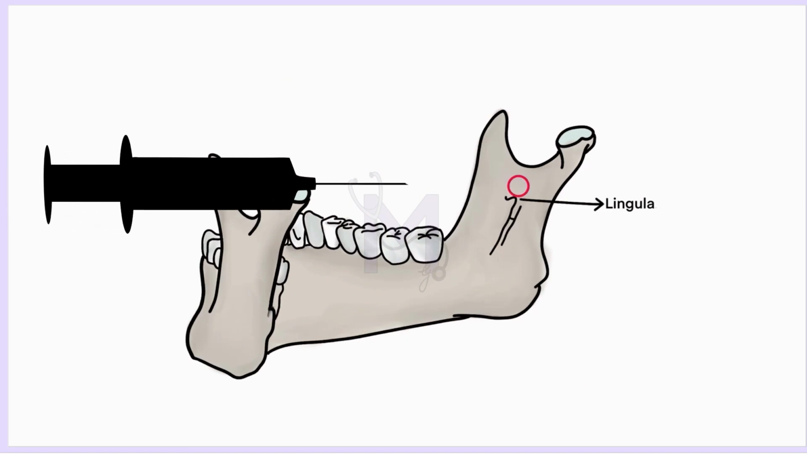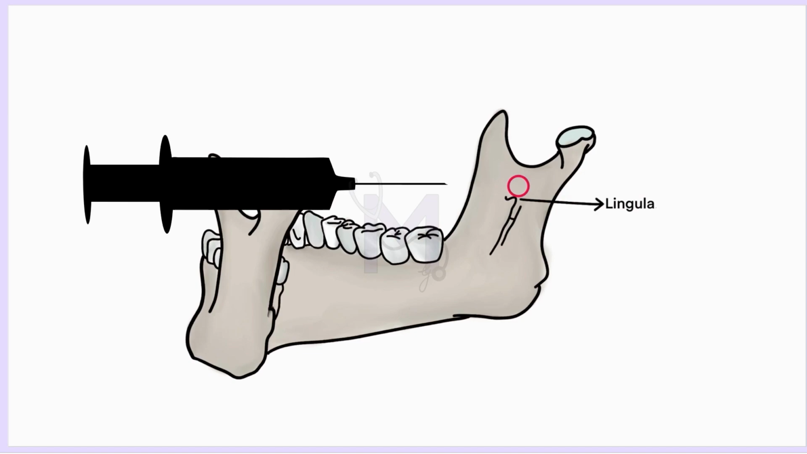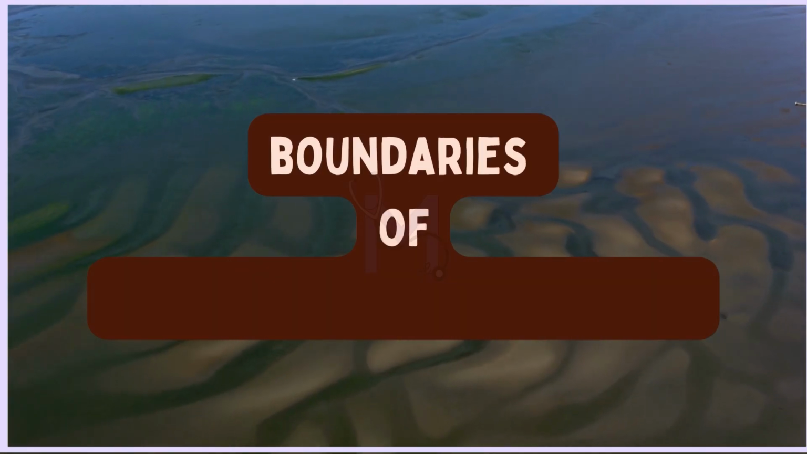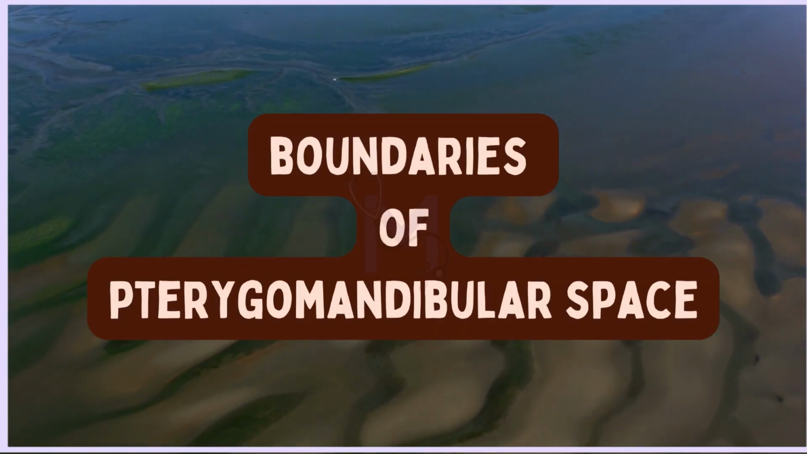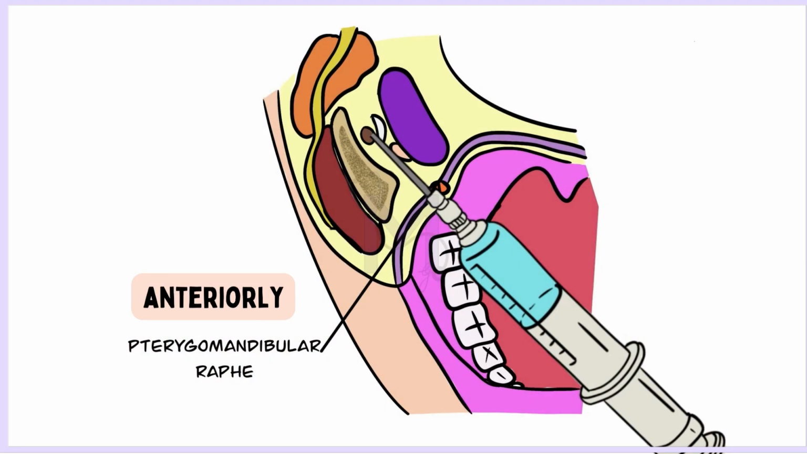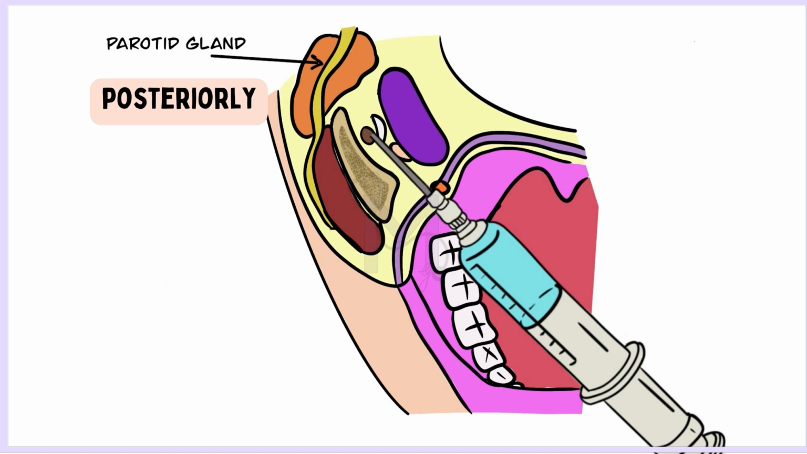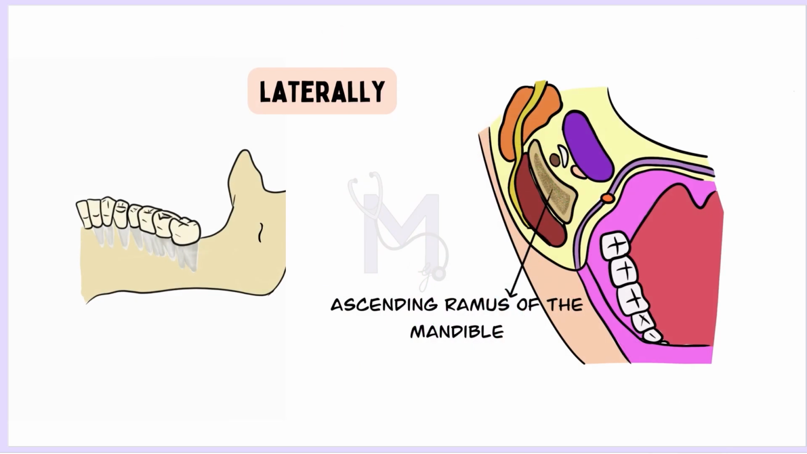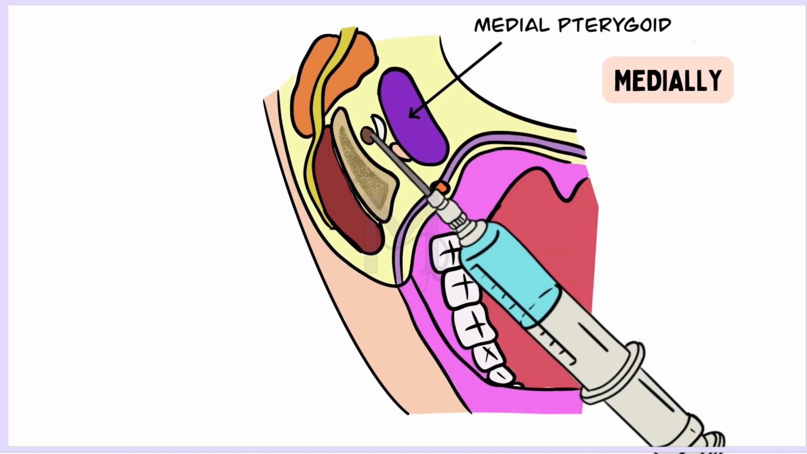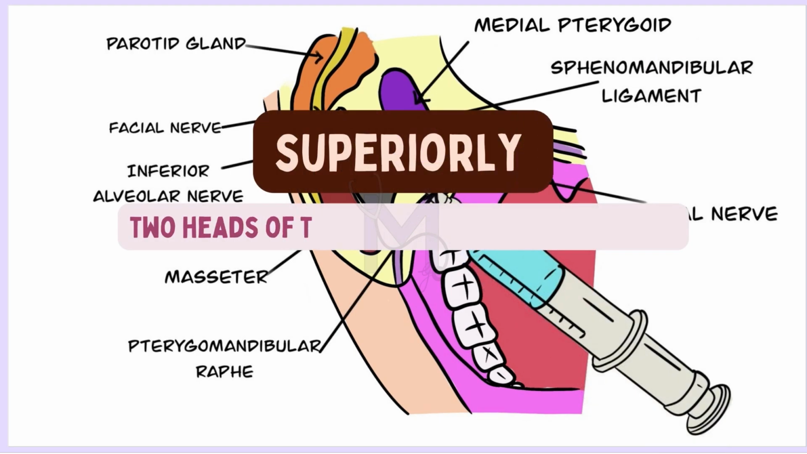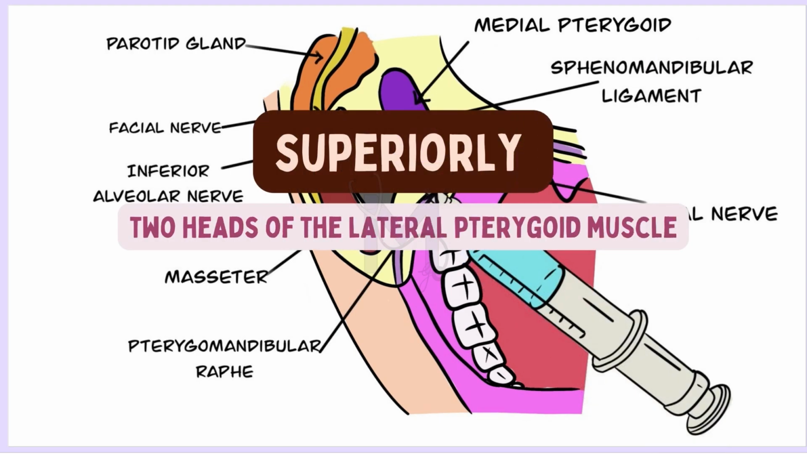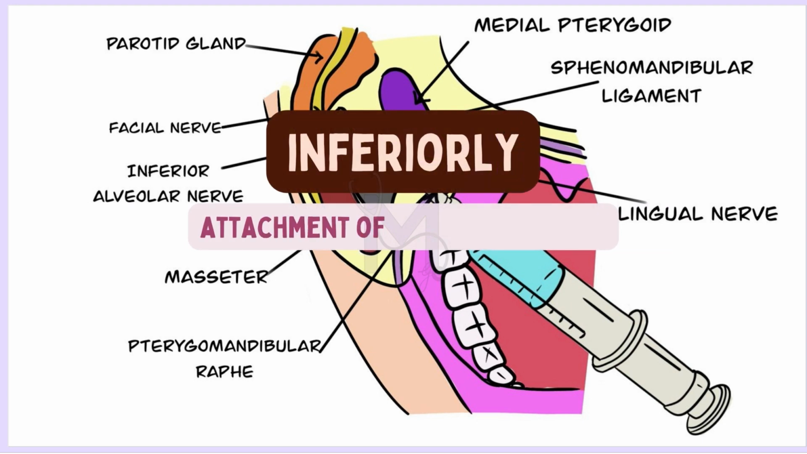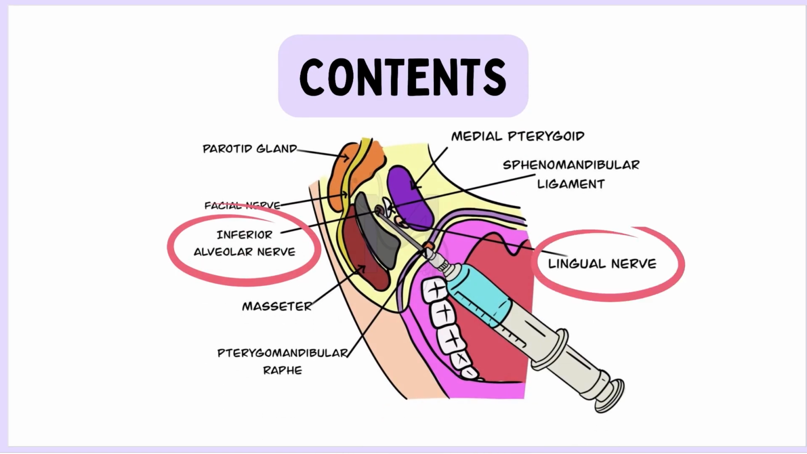Once in the pterygomandibular space, the aim of the technique is to deposit local anesthetic solution at a level just superior to the tip of the lingula, and therefore, knowing the boundaries of the pterygomandibular space is necessary for this technique. It is anteriorly bounded by the pterygomandibular raphe, posteriorly by the parotid gland, laterally by the ascending ramus of the mandible, medially by the medial pterygoid muscle, superiorly by the two heads of the lateral pterygoid muscle, and inferiorly by the attachment of the medial pterygoid. The content of the pterygomandibular space is the inferior alveolar nerve and the lingual nerve.